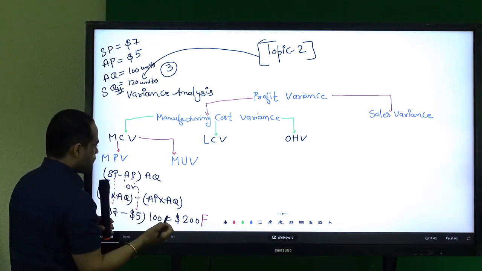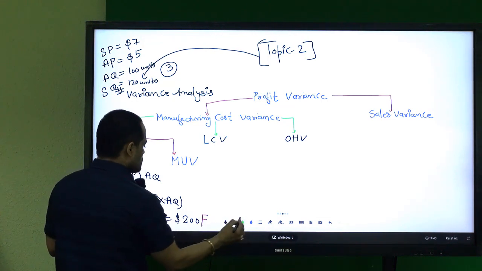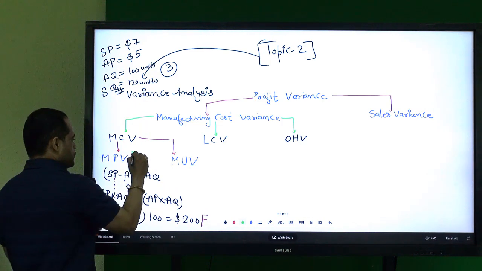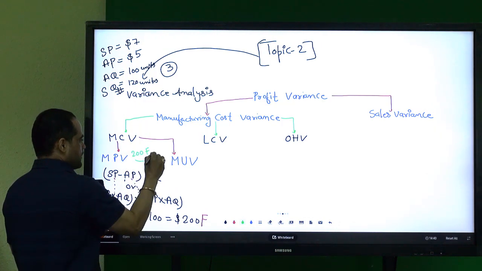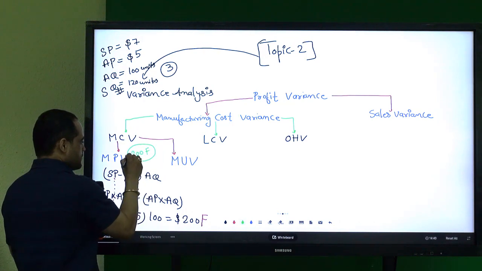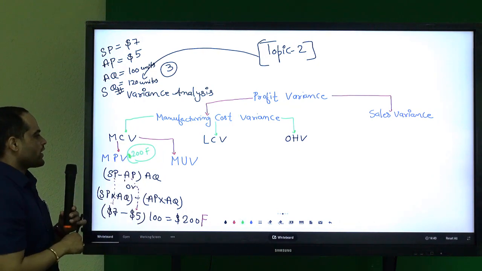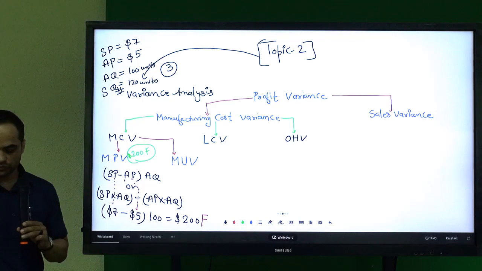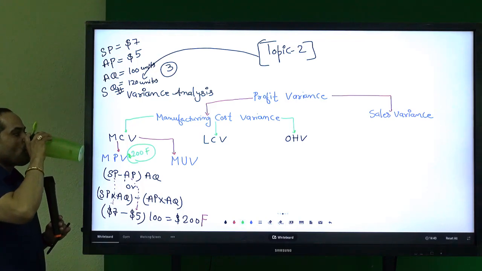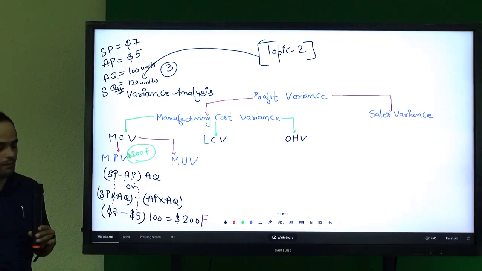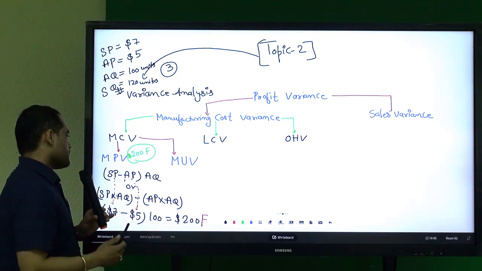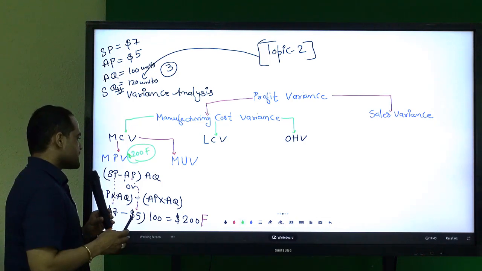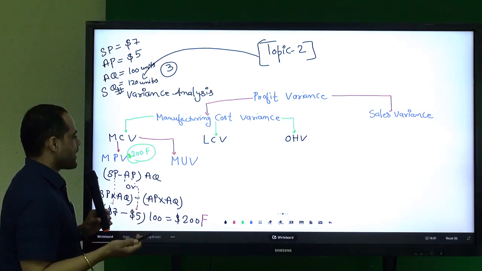Let me write down here: 200 F is my material price variance. Next is the material usage variance.